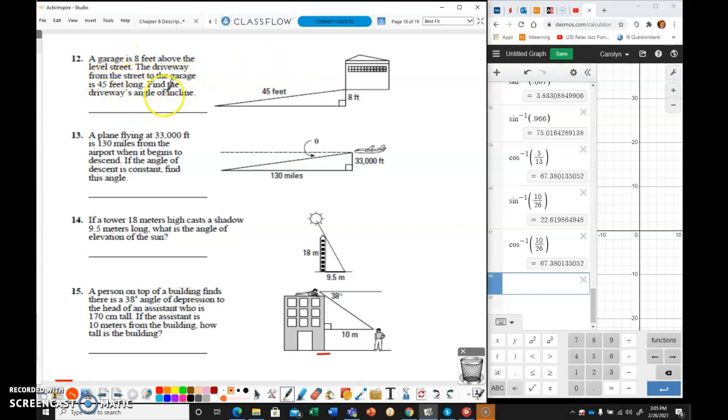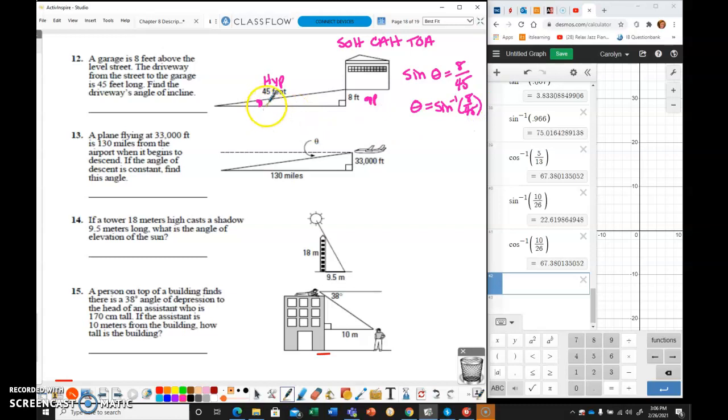So we need to find the driveway's angle of incline. So this is the angle we're looking for down here. Angle of incline is the same as angle of elevation. So it looks like 45 is my hypotenuse and 8 is my opposite. And like I said, I like to write it down every time. All right, so I need the opposite and the hypotenuse, so that looks like sine. So the sine of theta, the missing angle, is equal to 8/45. So that means theta is going to be the inverse sine of 8/45.